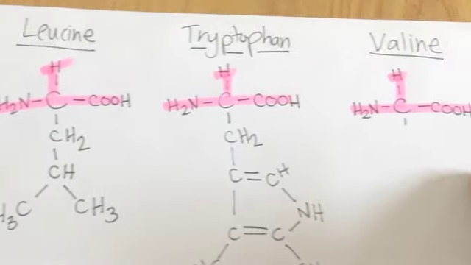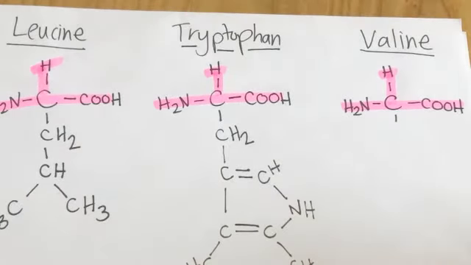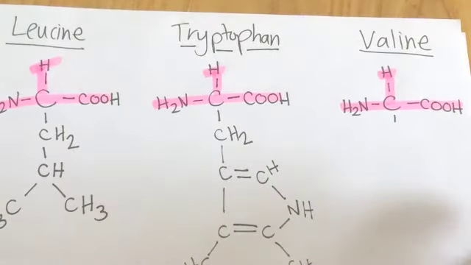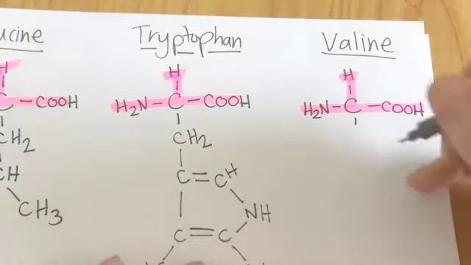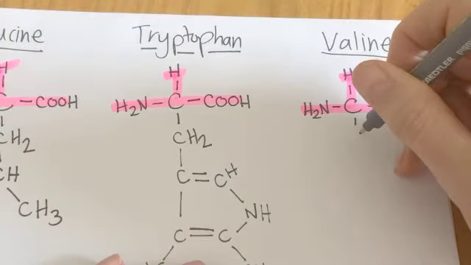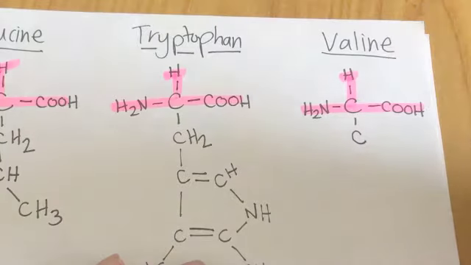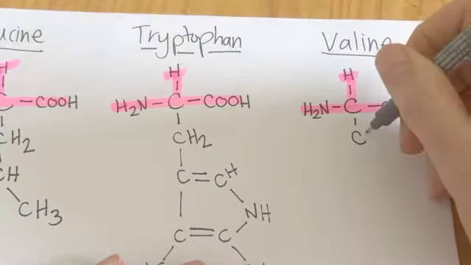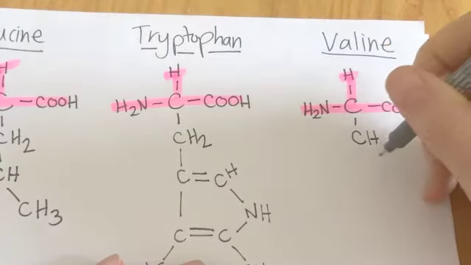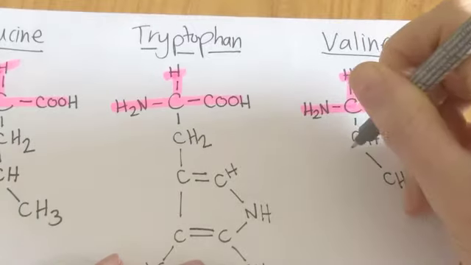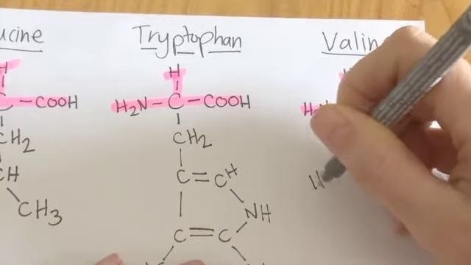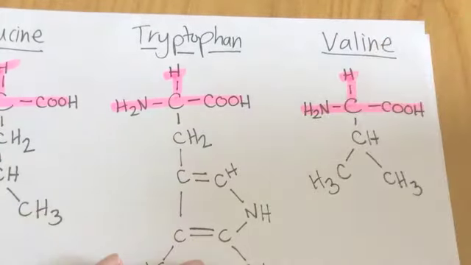Moving on to an easier one, we got valine. Again, remember, please pause your video as you need to get caught up to be able to draw some of this. So then we got valine. Valine has this one. Notice each one had CH2. Valine actually only has a CH. And then off of that CH is going to be a CH3 and another CH3, so 2 methyl groups.